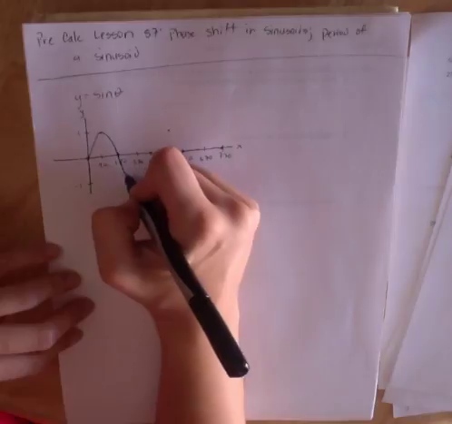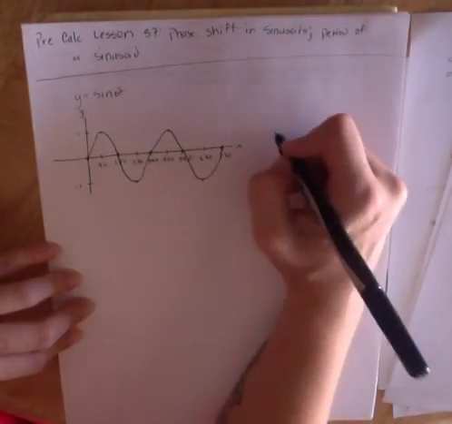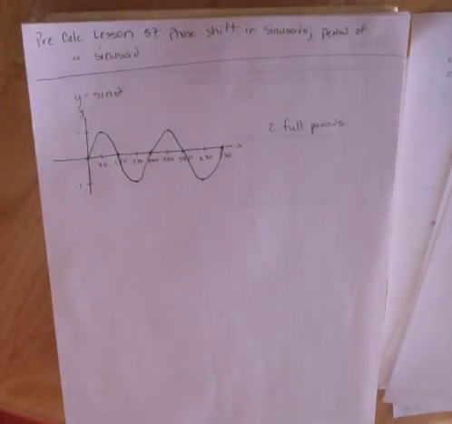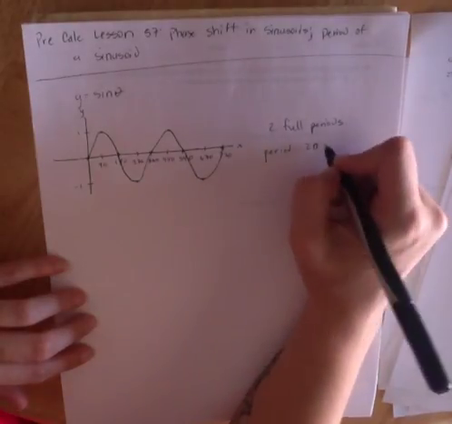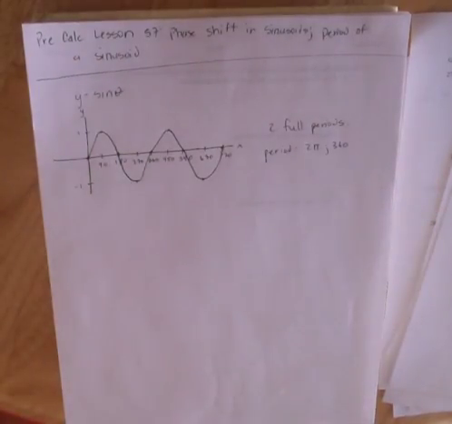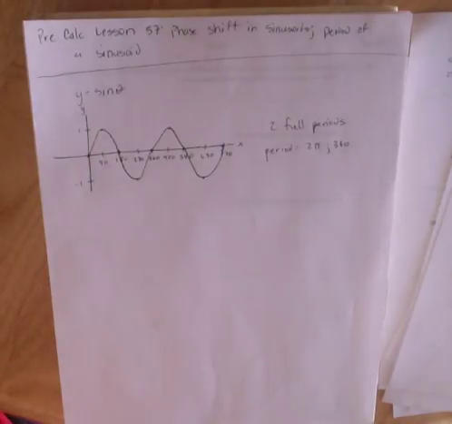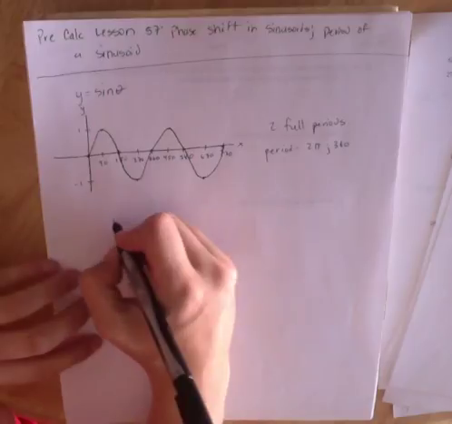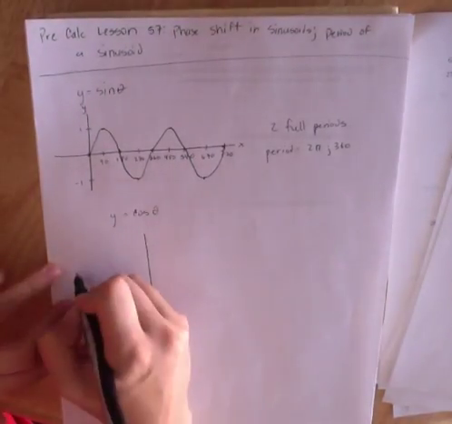So what I have graphed for you is two full periods of the sine function. And we've talked about before that the period of the standard sine function is 360 or 2 pi. Now, this is the sine function that you need to memorize. I'm also going to graph the cosine function. I'm going to do it a little different.